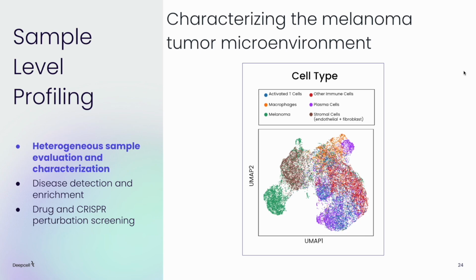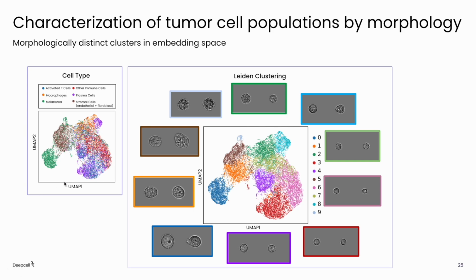Next, I'll show how the REM-I platform can be used to characterize heterogeneous samples. In particular, here we profile the microenvironment of melanoma tumor samples. To establish ground truth cell identities, we also imaged human melanoma cell lines, which represent each of the microenvironment constituents, then combined those images in silico with the tissue samples. On the left, we see a UMAP based on morphology features and colored by cell type. On the right is the same UMAP, but colored instead by cluster. Using only morphology, we're able to separate the tumor cells from immune and stromal populations in a completely label-free manner.